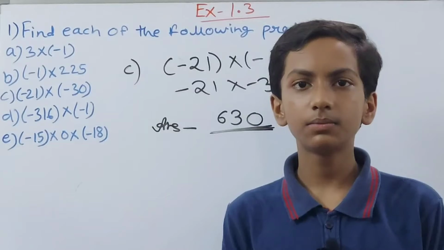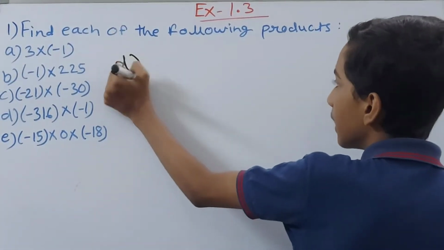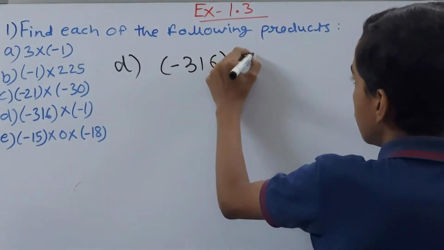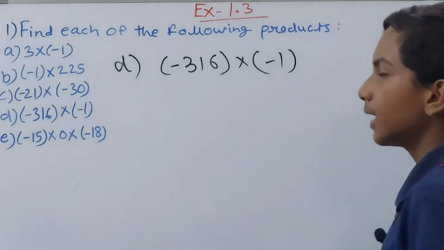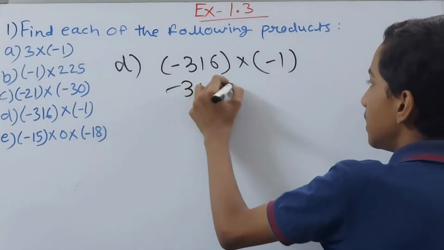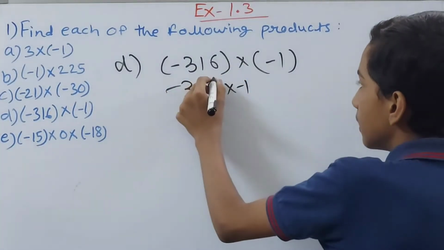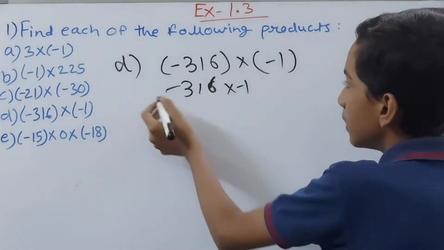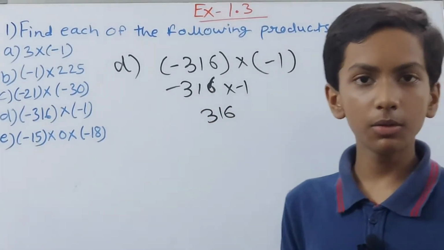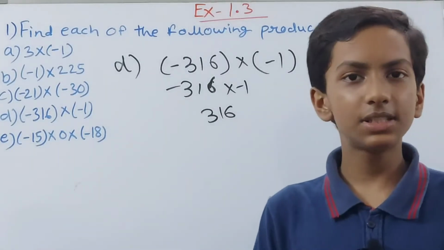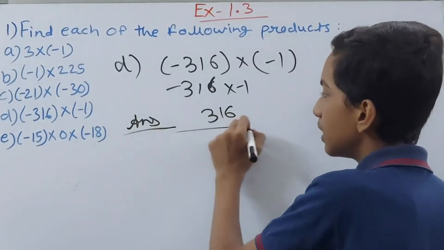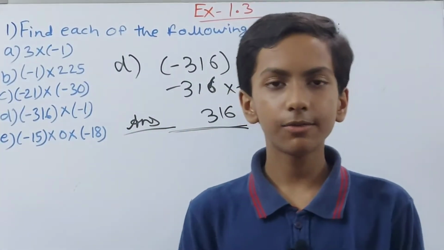Let us move on to the next one. Next is the D part, and this is in brackets minus 316 into in brackets minus 1. First of all we open the brackets, so we get minus 316 into minus 1. Now 316 will be multiplied by 1, and both of these numbers have the same sign. When they have the same sign, we put a plus sign, so you can simply leave it like this. So 316 is the answer of the D part. Let us move on to the next one.